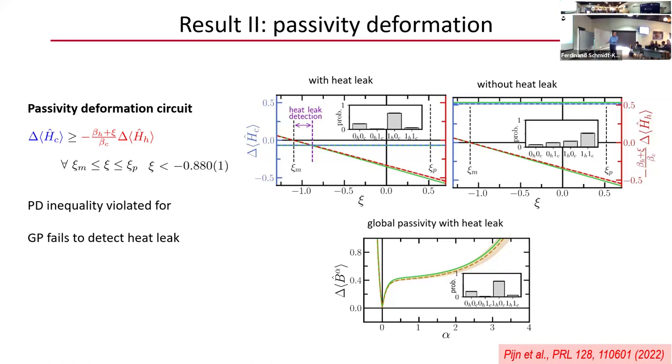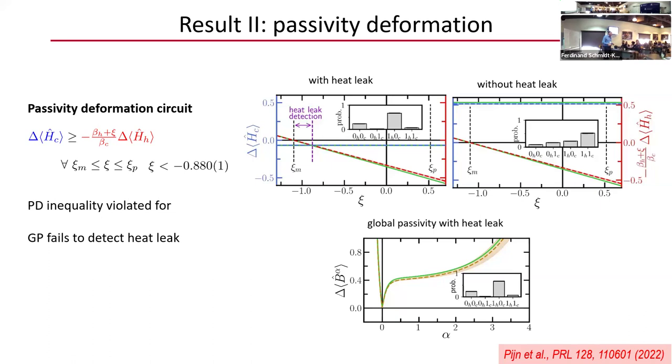And we can now check that this passivity deformation is also a sharper test as compared to the global passivity test. Because if we take the global passivity with these parameters, we cannot see the heat leak, but we can see it in the passivity deformation circuit. So there is kind of an order. The second law is the normal one. The next better is the global passivity test, and the best is the passivity deformation test. Okay, I think that's it.